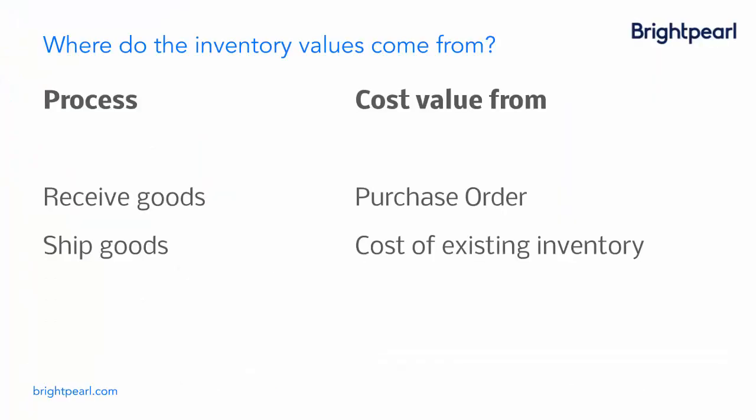With cost of sale accounting, every single change to inventory levels will create an accounting entry, as long as there is a cost price on the goods. When you receive goods, the value comes from the purchase order, in other words what you pay your supplier, excluding any tax, duty or shipping. Brightpearl does not do any automated landed cost calculation. When you ship goods, the cost of sale comes from the value of the inventory you've just shipped.